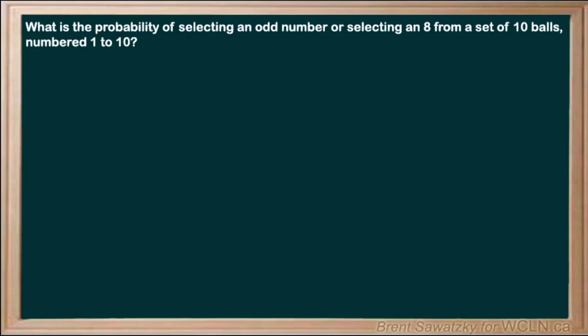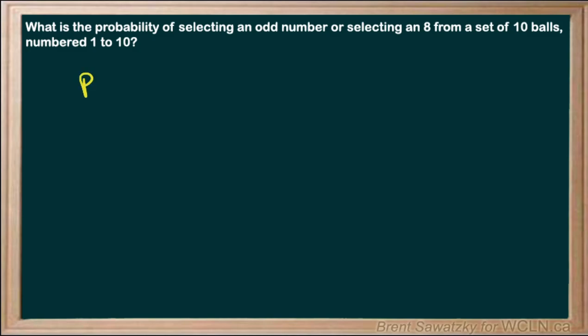When we're looking at the probability of selecting an odd or an 8 from a set of balls, we look at it and say, well, they don't seem to be dependent on each other. In other words, we're just selecting one ball and seeing if it ends up being an odd or if it ends up being 8, not like we selected one ball and then another and it's dependent on what was selected first or anything complicated like that. So it seems pretty straightforward.